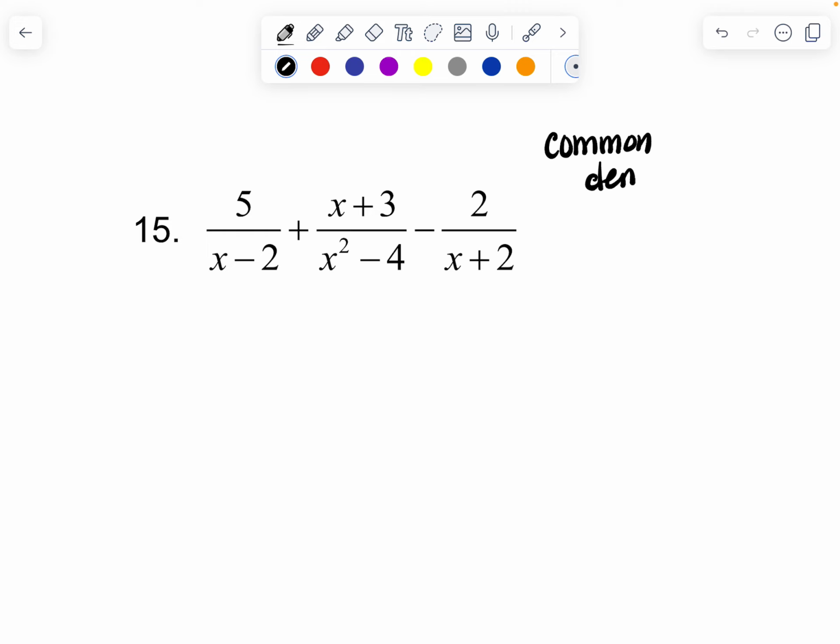Now, the process for finding that is you want to look at the denominators that you have and see if any of them factor. So look at the first one. Does x plus 2 factor? I'm sorry, x minus 2? No, so I'm just going to leave it. 5 over x minus 2.